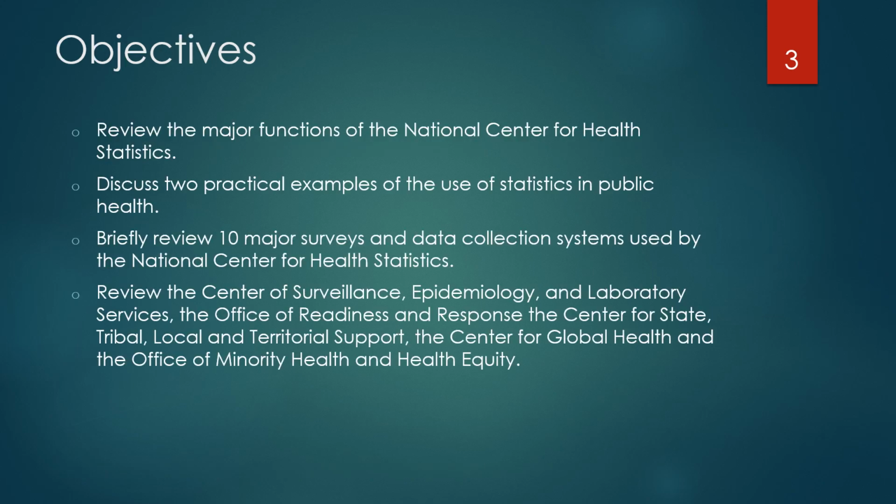Objectives include: review the major functions of the National Center for Health Statistics, discuss two practical examples of the use of statistics in public health, briefly review 10 major surveys and data collection systems used by the National Center for Health Statistics, and review the Center of Surveillance, Epidemiology, and Laboratory Services, the Office of Readiness and Response, the Center for State, Tribal, Local, and Territorial Support, the Center for Global Health, and the Office of Minority Health and Health Equity.